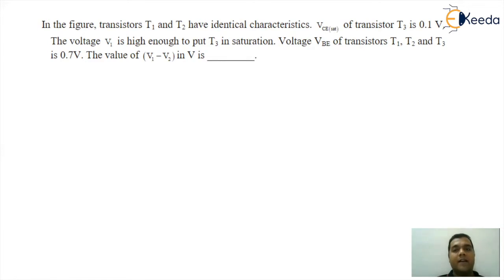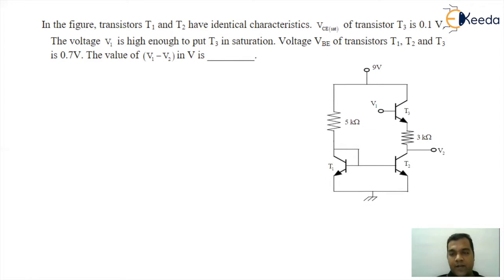So let's have a look at the circuitry first. If you observe carefully, there are in all three transistors T1, T2 and T3. Every transistor is going to have identical characteristics, and VBE is going to be 0.7 for every one. Now, how do we go for the calculation?